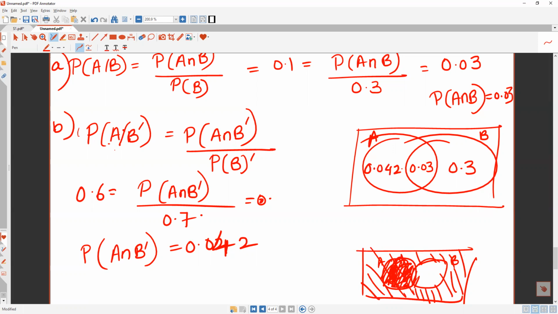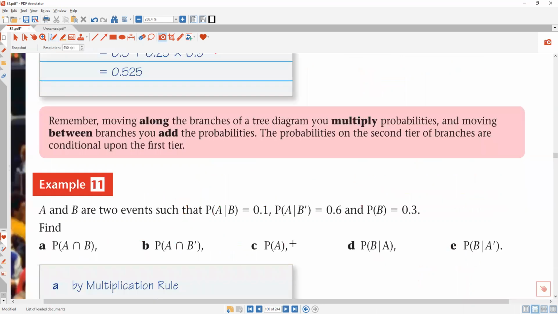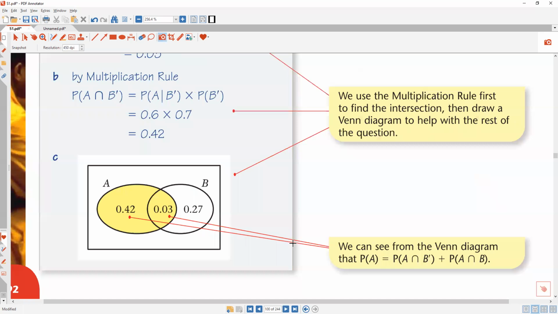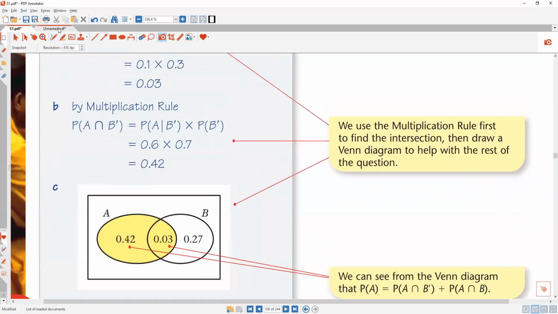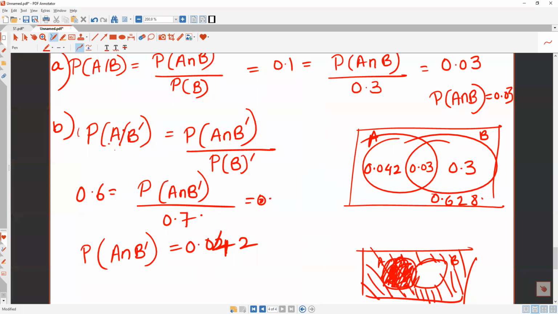ঠিক আছে, Venn diagram draw হয়ে গেছে আমার। 0.042 plus 0.03 plus 0.3. Okay, 1 minus the answer. বাইরে হবে 0.628 if I'm not wrong. চেক করি তো ওরা কোনো Venn diagram draw করছে কিনা to show us this. 0.42. I got 0.042. You can say, okay, something is wrong. This should be 0.42 then. Here it is 0.42. This is 0.42 as well. Made that mistake. সবাই কি বুঝছে?